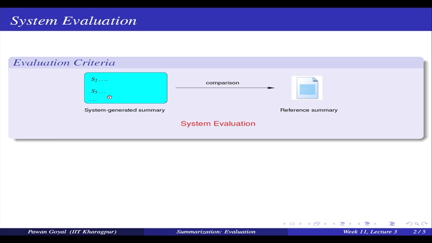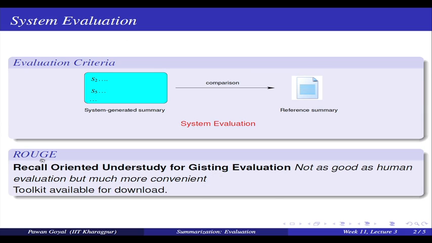So what do we have? We have the system generated summary here, some sentences, and a reference summary that is created by the human. Now in general, you may want to create multiple summaries for the same document. So the same document might have multiple reference summaries, say 3 or 5 reference summaries. Still, you should be able to compare these with the system generated summary. So the approach that is used is called Rouge evaluation, recall oriented understudy for gisting evaluation.